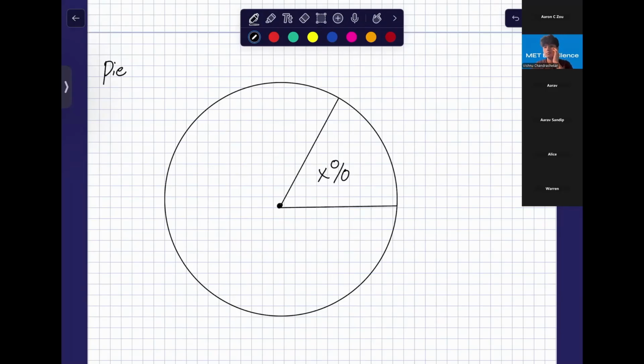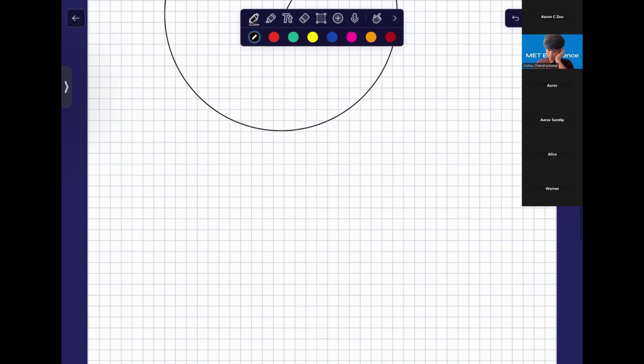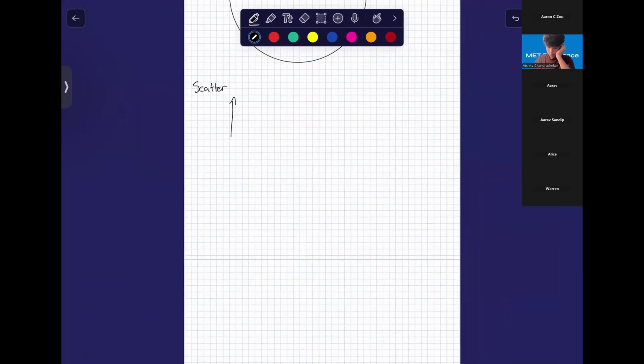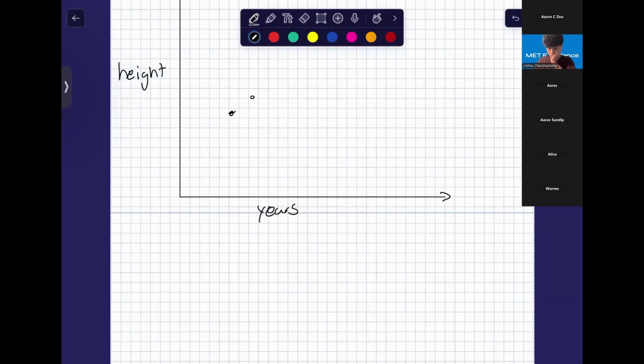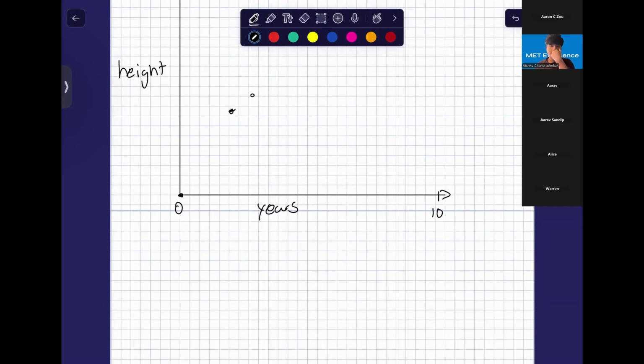All right, moving on. A scatter plot. A scatter plot is similar to a line graph, but with dots instead of a full linear line. So let's say years and then let's say height. So the years is always going to be continuous, let's say 0 to 10, and then height. This graph is not accurate, by the way. Just doing it for a sketch.